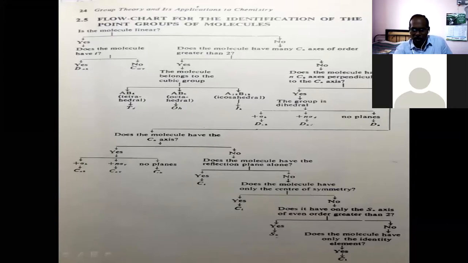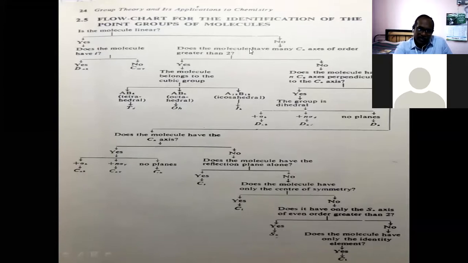First question you have to ask is, is the molecule linear? What is a linear molecule? Linear molecule means any molecule which has a straight line structure, like carbon dioxide, hydrogen, chlorine. These are all linear molecules.